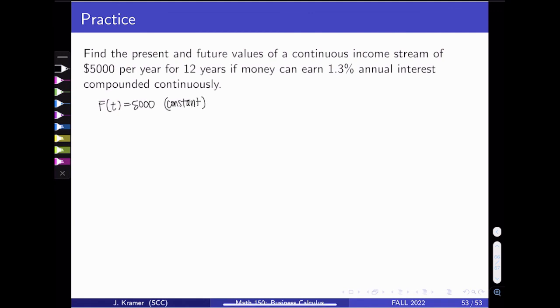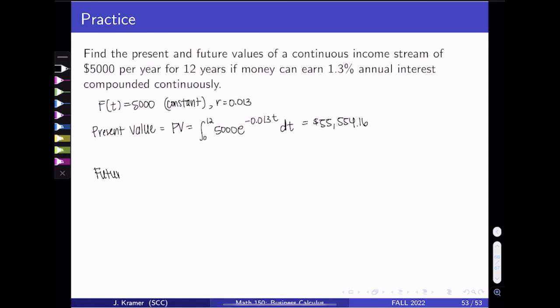And so the present value would be the integral from 0 to 12, the number of years, our function, which in this case is 5,000, times e to the negative 0.013, that's our rate, times t dt. And then we'll go back to our calculator to calculate this. And 16 cents if you're rounding to the nearest decimal.